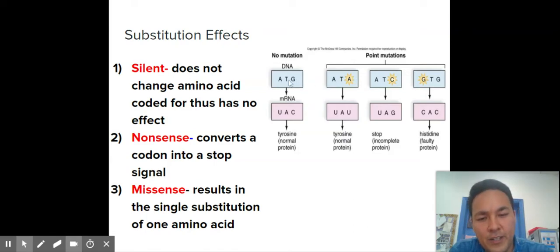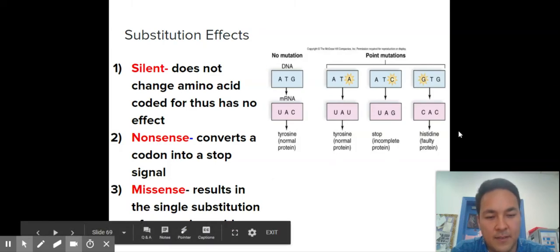But here, if you change ATG to ATC, it now becomes UAG, which is a stop codon. And what that does is it immediately cleaves or cuts the protein from the ribosome. So this would chop it off. Or here, if we change the first letter, that oftentimes changes the amino acid. And this would change it to histidine, CAC, which codes for histidine. So silent means it doesn't have an effect. Nonsense is when it converts it to a stop. And missense results in a single substitution.